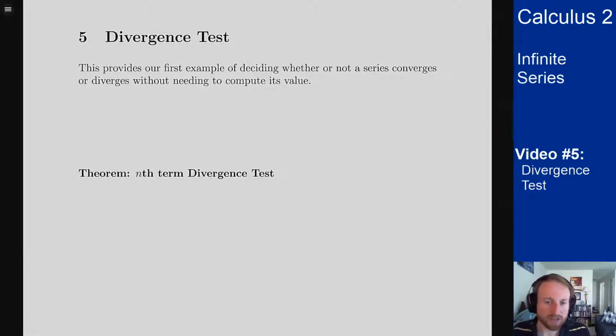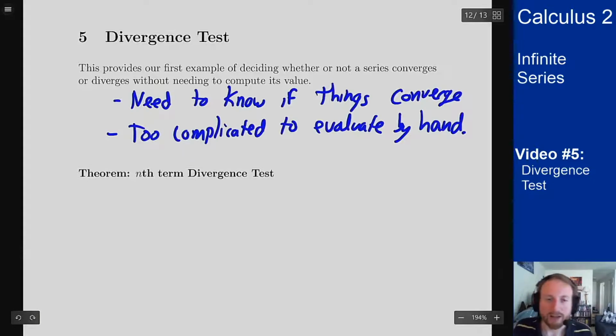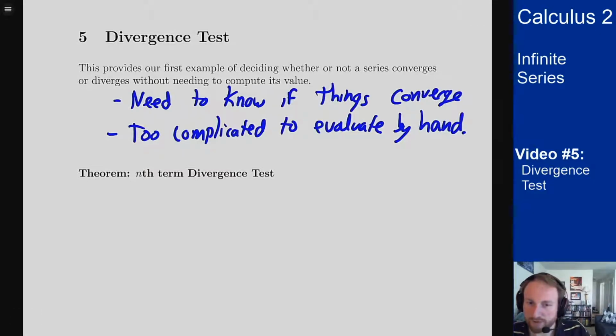Like for a lot of integrals, you can't really evaluate them. You don't really know what's going on, but you want to determine if they converge or diverge. The same thing is here for series. There are lots of series that we want to know if they converge or how they converge, but they are too complicated for us to evaluate by hand. And this is also where numerics come into play, because if you know it converges, you know if you take enough terms, you'll be close to the answer, and you can use that to approximate the value of the series.